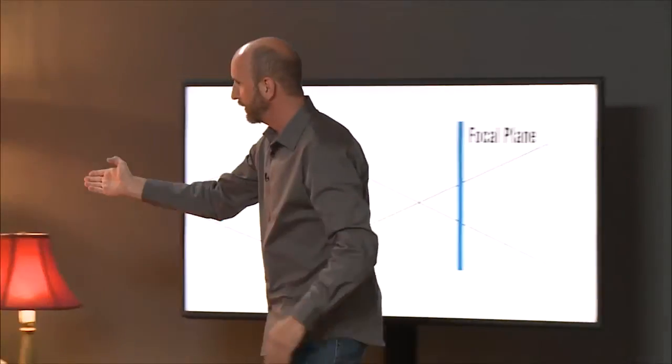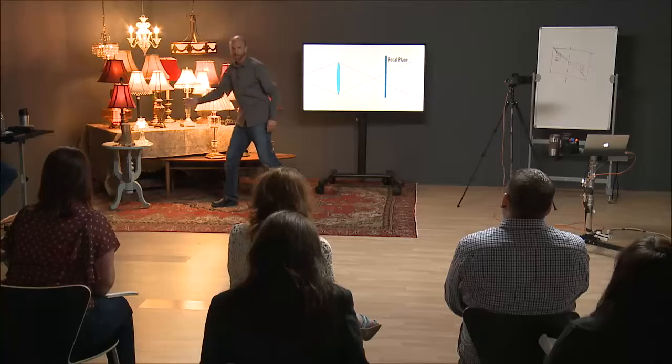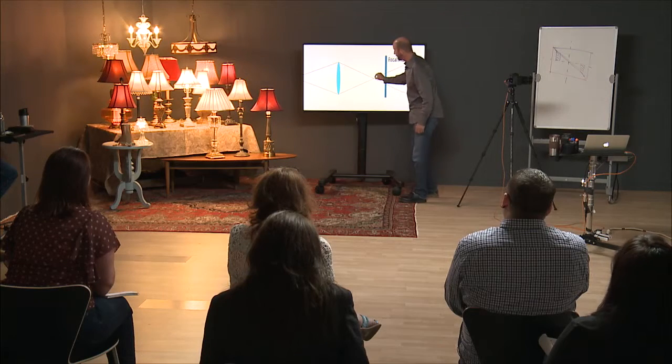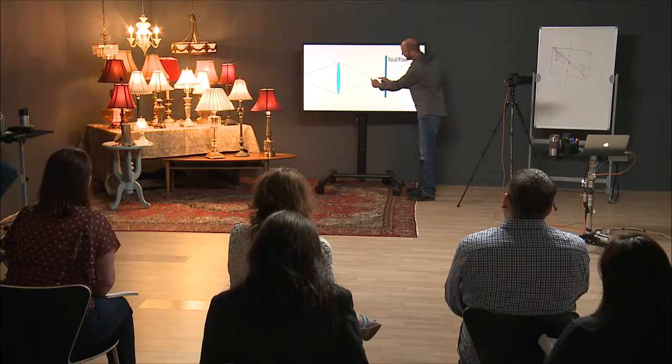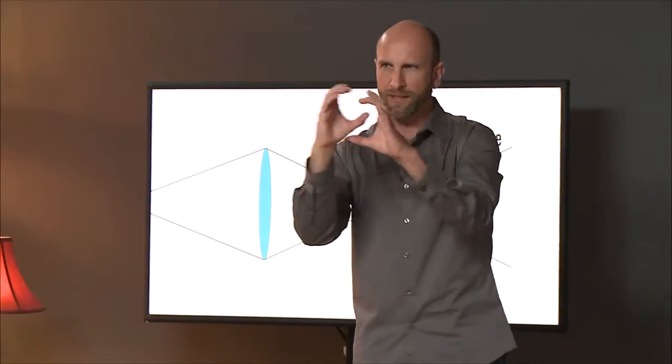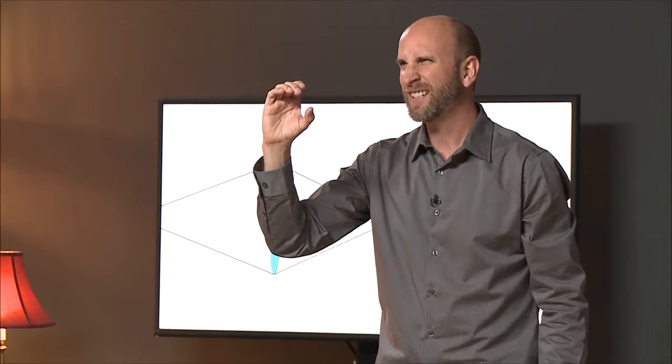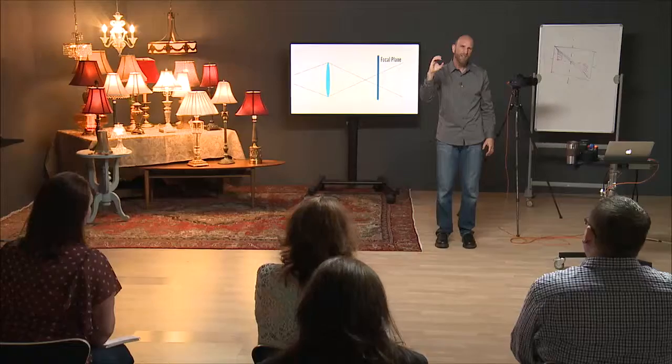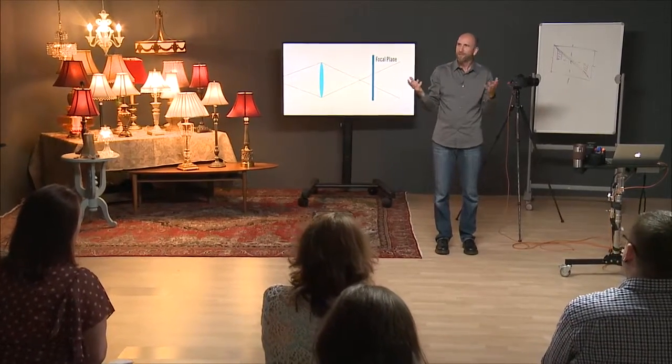So we have things that are at different focal lengths. They're not all going to resolve in the same place. They're going to resolve at different places. But if they're inside this little area that our brains can say, you know what, that's not exactly a dot, but it's pretty close, then we consider that in focus.